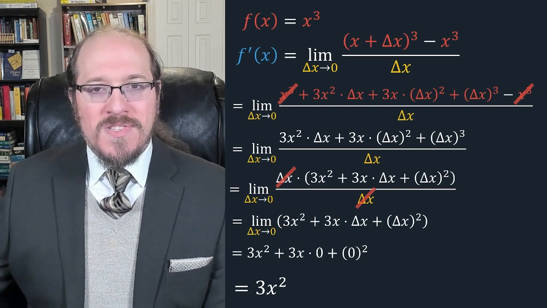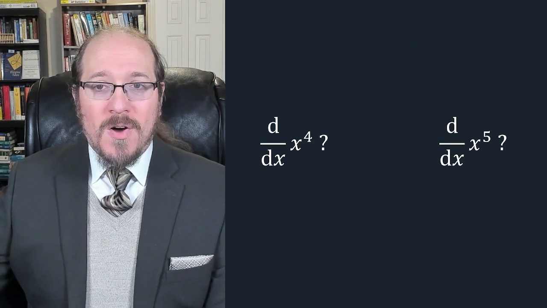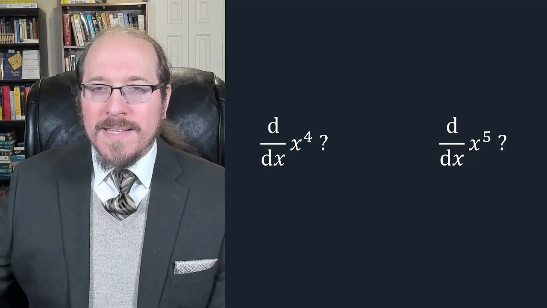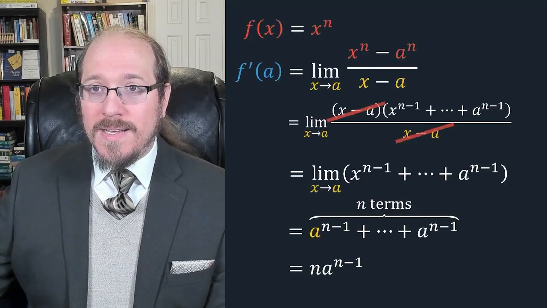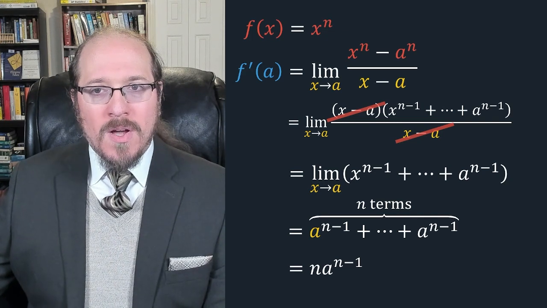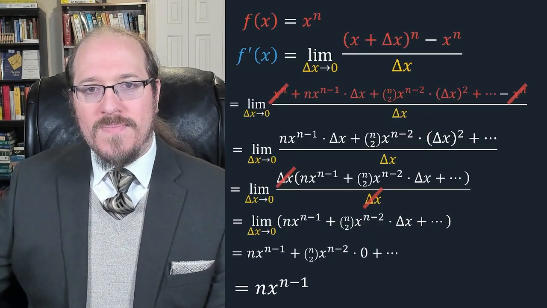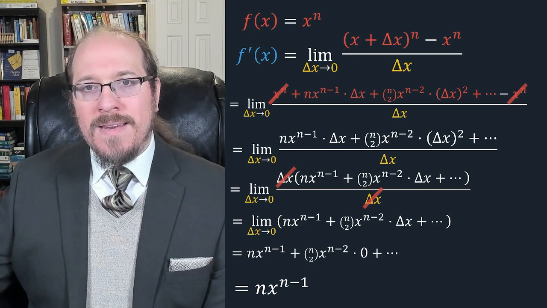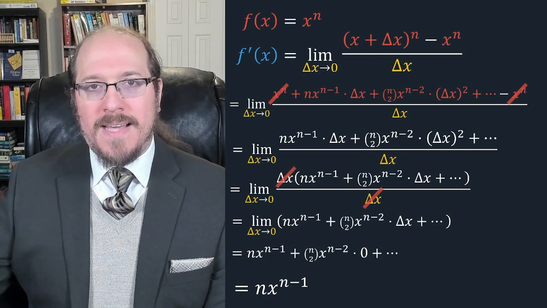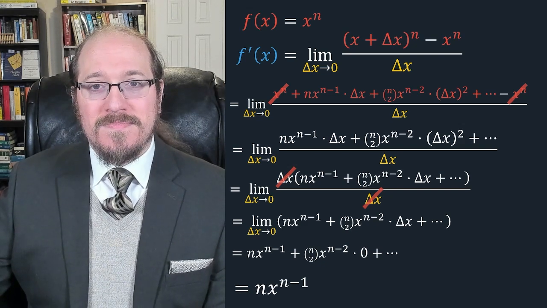Great. So what about x to the fourth, or x to the fifth? Once we've done x to the third, we can see how the pattern would generalize to x to the n. No matter whether you use the factoring argument or the binomial theorem argument, you end up with the same result, that the derivative of x to the n is n times x to the n minus 1. So that proves the power rule.